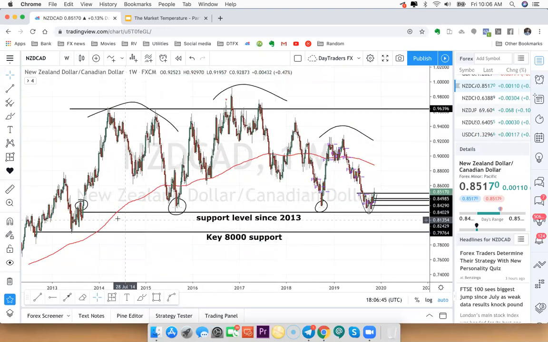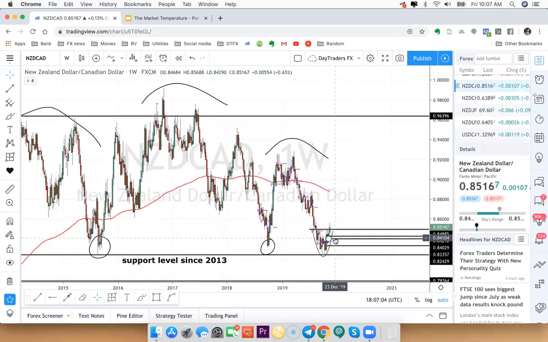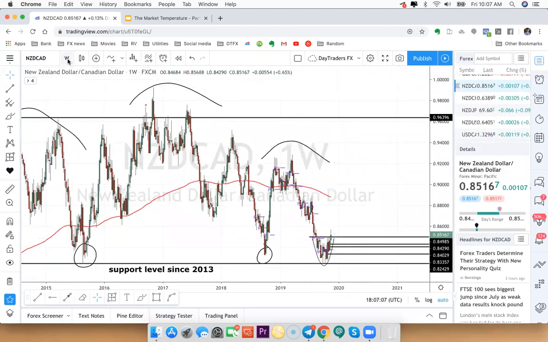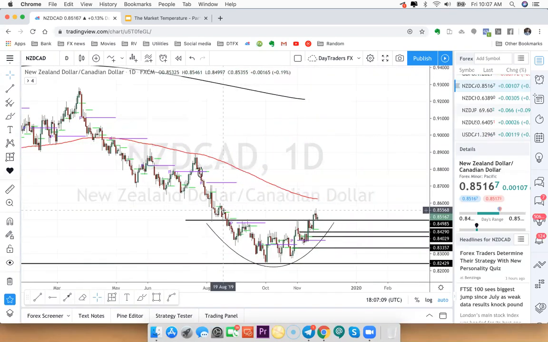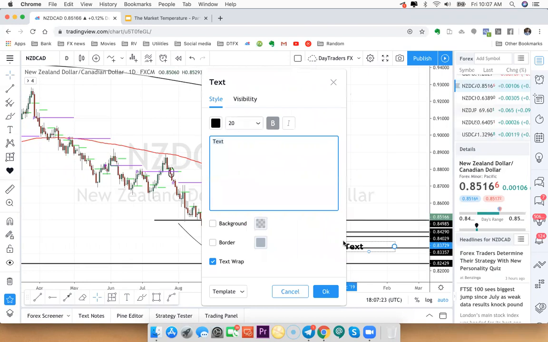Look at these levels. Support level since 2013. Big major support level down here as well, all the way down to the 8,000 level, right? Round numbers are always interesting. But this level has held all the way back since 2013, and this is about 8,250, and we're at about 8,500. So we get a little bit closer to that 8,250. I think this is going to be a good buying opportunity. We have a nice rounded bottom right there. If this thing can pull back into 84, 83.50, I'm going to start buying this. So I like this area.